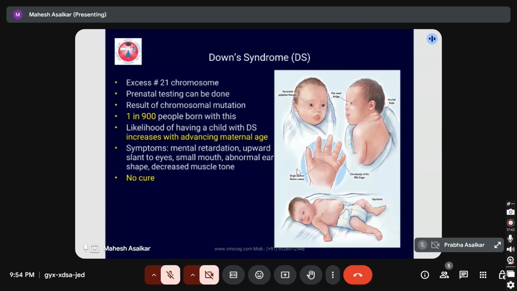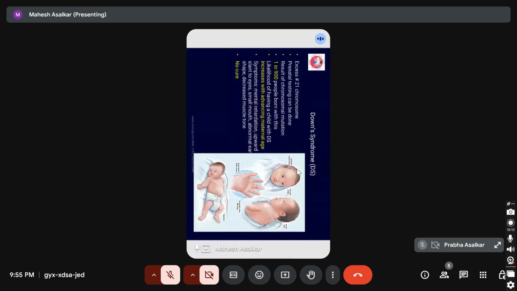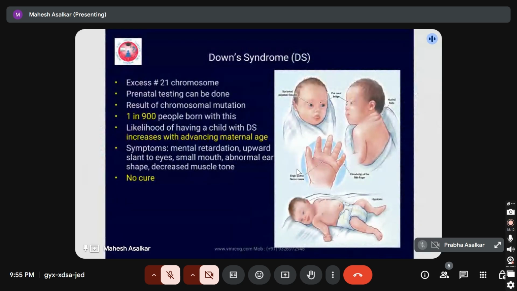So prenatal testing can be done. It is the result of a chromosomal mutation, with 1 in 900 people born with this particular condition. The likelihood of having a child with Down syndrome increases with advancing maternal age. Symptoms will be mental retardation, upward slant to the eyes, small mouth, abnormal ear shape, and decreased muscle tone, and there is no cure. Okay, so again, they will give you the description of various features, and they will ask you to identify the syndrome.